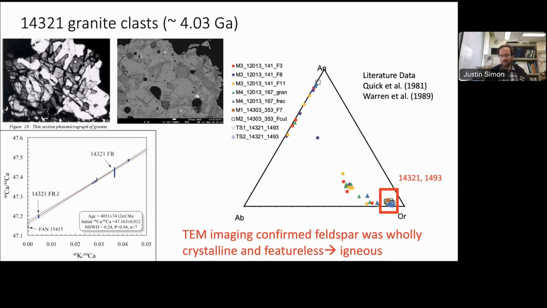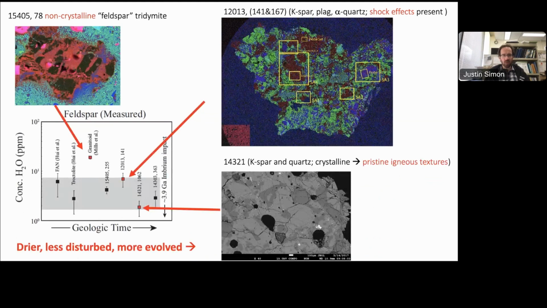And like I mentioned, I don't have exciting images of this best granite on the planet, because they're not exciting. We did pull FIB sections, looked at it, and Roy looked at them in detail, and they're wholly crystalline, featureless, indicative of an igneous texture and history. And so this is sort of the summary of those three red felsic rocks with respect to their volatile abundances.